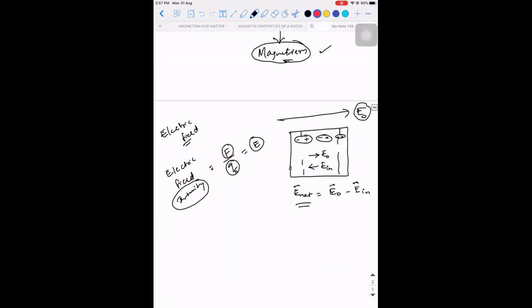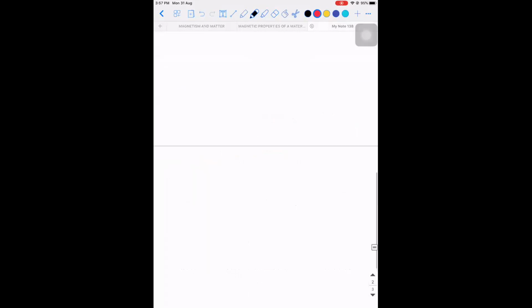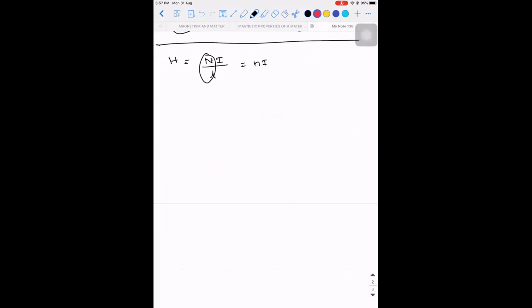I will write it again. Capital H is defined as the number of ampere turns per unit length, and this is written as N into I. And the magnetizing field of a solenoid is mu naught into N into I. This N into I is written as H. From this, H is equal to B naught divided by mu naught. That is what we saw in the previous class. I would have directly given you the definition: H is equal to B naught divided by mu naught.